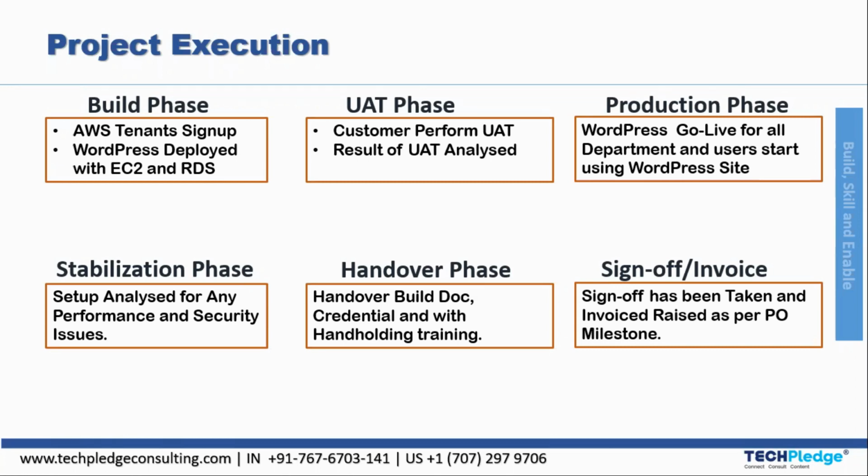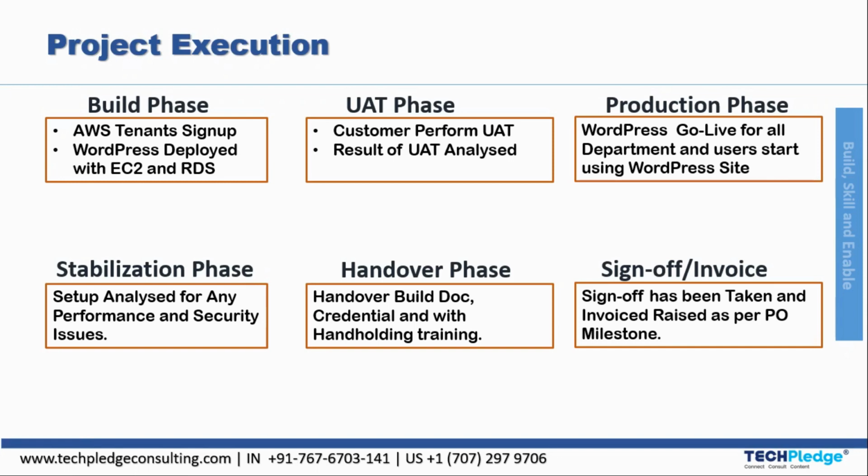So now, welcome back for the project execution phase. What we are going to look at in the project execution phase, we can see here, are the different phases inside it, from the build phase till sign off. First is the build phase, then the UAT phase, production phase, stabilization phase, handover phase, and sign off. So what happens in a build phase?